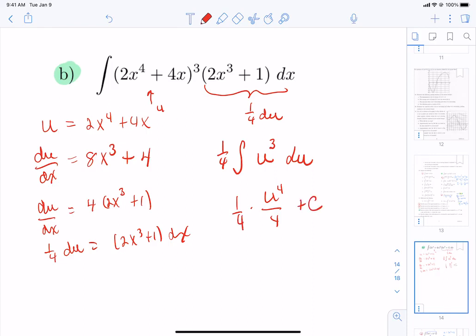Now, the original had x's in it. Our final answer has to have x's, but we know what u is equal to. u is equal to 2x to the 4th plus 4x. So let's put it back in, and we're done. So we get (2x to the 4th plus 4x) to the 4th over 16 plus c. That's it. That is our answer. Any questions about that one?